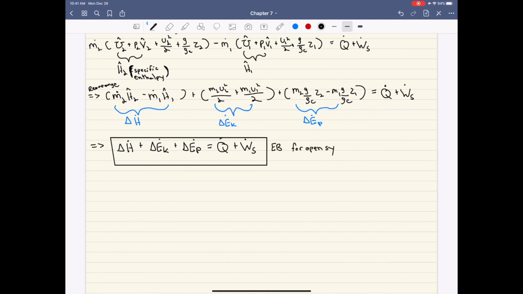It's a very important equation. Because it's so important, you need to write this for any homework problems, quiz problems, and exam problems you encounter which involve open systems.